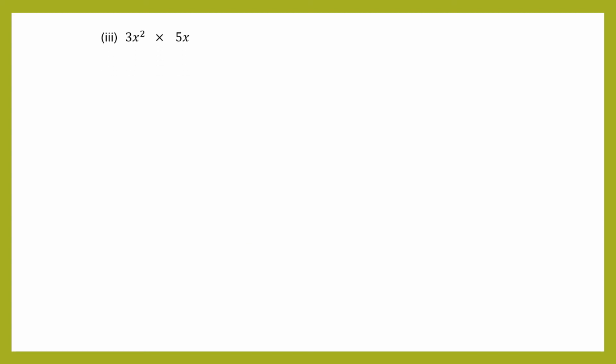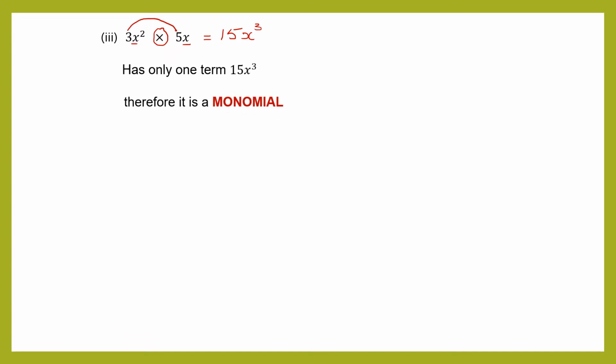Here I have 3x squared separated by a multiplication sign. That means I can work this out to make it a single term. I can multiply the numbers first. 3 5s are 15 and I can multiply my variable. There are 2 there and 1 here. It becomes 15x to the power of 3. So now that has become one term. Therefore, it is a monomial.